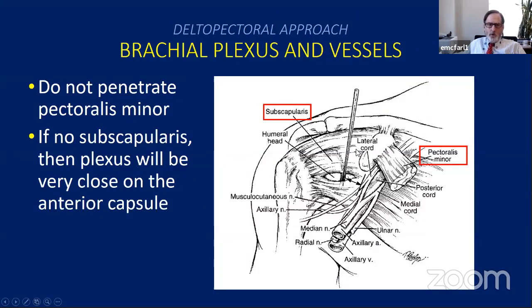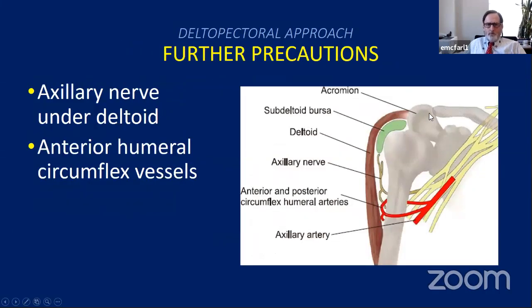The other thing too, as I mentioned, is don't go through the, here's the pec minor. You want to make sure that you don't come lateral to the conjoint tendon because you'll end up in the plexus. So you don't end up in this area, and you also don't want to get up in this area up here. The other thing you have to be concerned about a little bit is the axillary nerve.